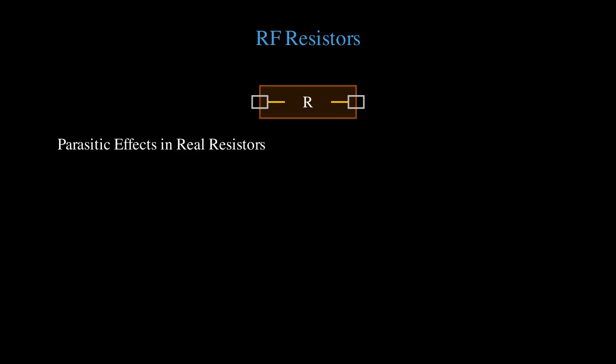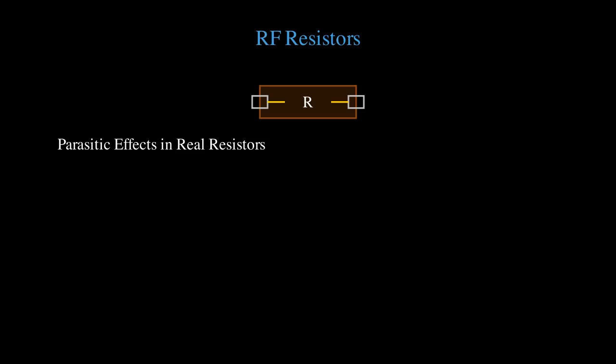Let's start with RF resistors. While resistors might seem like the simplest components, they present unique challenges at radio frequencies. An ideal resistor would have a constant resistance value regardless of frequency. However, real resistors at RF frequencies exhibit parasitic inductance and capacitance. The leads and internal construction create small amounts of inductance, while the resistive element and its packaging create parasitic capacitance. These parasitic effects create a more complex equivalent circuit.